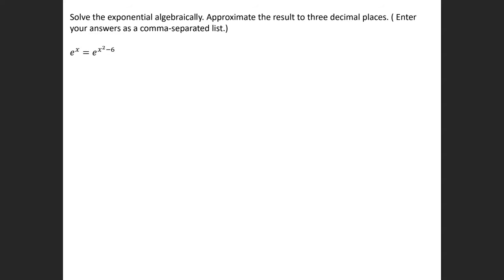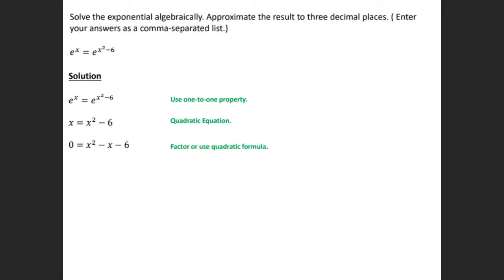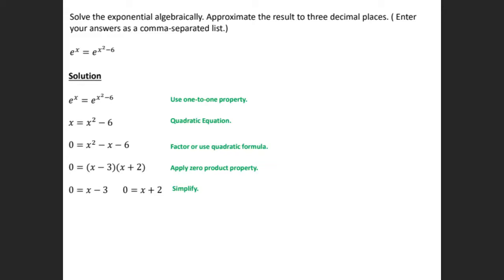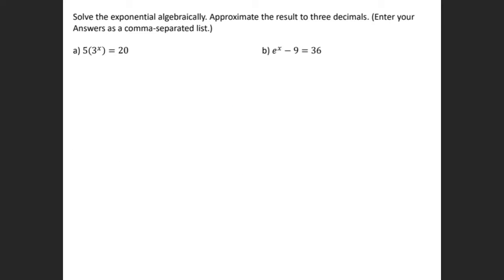All right. How about this one here? If they're asking us to solve algebraically, we can use our one-to-one property for these two exponential expressions to be equal. That means my exponents have to also be equal. So x is equal to x squared minus 6. Again, we're left with a quadratic. We can factor it and we'll see that x could be equal to 3 and negative 2. And you always want to check your answers. You want to make sure that they both satisfy the equations.